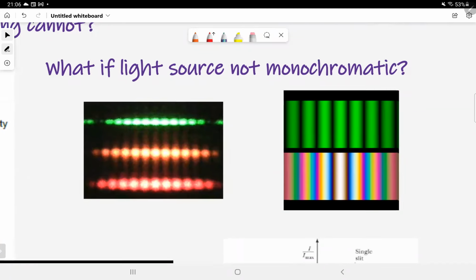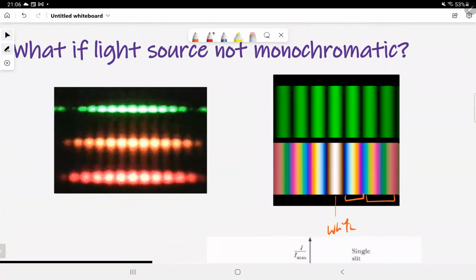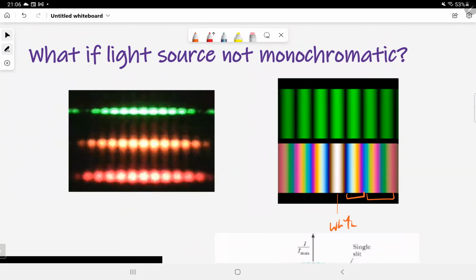If the light is not monochromatic, for example you use white light, then you'll see dirty patterns like this. The central band is still white. First order is still okay. Second order and third order will start to mesh up already. Why? Because you look at the formula, n lambda L over d. There's an n times the lambda coming into effect.